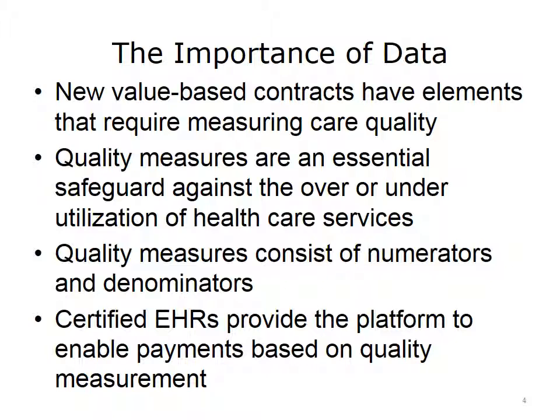It's important to start with a discussion of why data is important in value-based care. Value-based contracts have elements that require meeting quality standards for the care being delivered. These quality measures are an essential safeguard against attempts to manipulate the system. Healthcare providers could attempt to save money in ways that would result in potentially providing lower quality care. This will be discussed more in Unit 7 when we explore the difference between the HMO and ACO models.